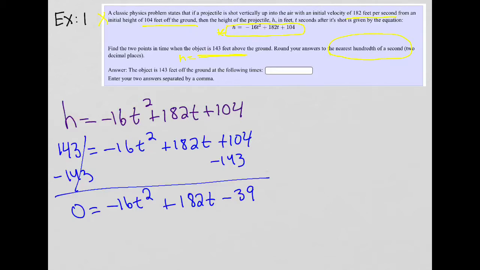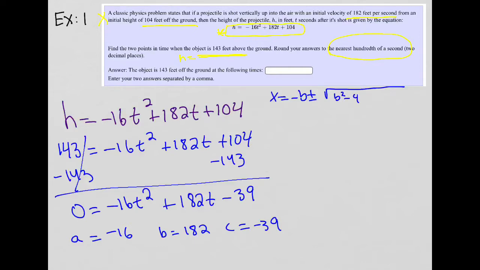So we're going to go ahead and move forward and determine what my a, which is negative 16, b, 182, and c is, which is negative 39. Now we're going to substitute this into our quadratic formula. Again, we want to rewrite it: x equals negative b plus or minus the square root of b squared minus 4ac, over 2 times a.